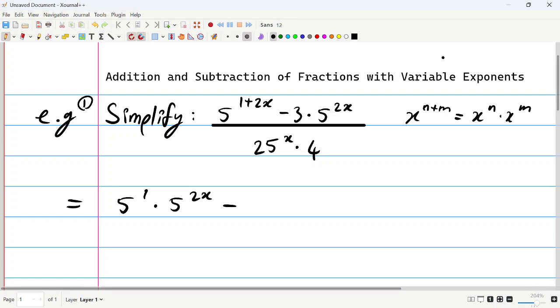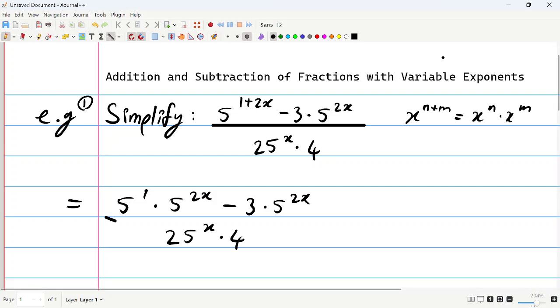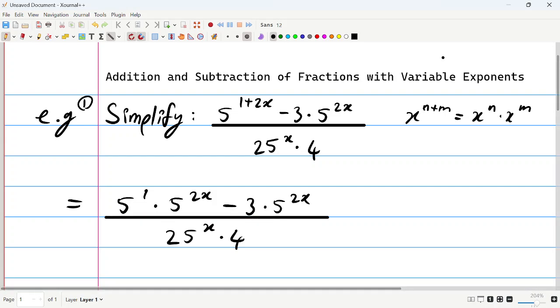Now we subtract 3 multiplied by 5 to the power of 2x, so nothing really changes there. And even at the bottom, there's no other exponent that has 2 or more variables or terms: 25 to the power of x multiplied by 4, and then we are just going to finish off by dividing it.